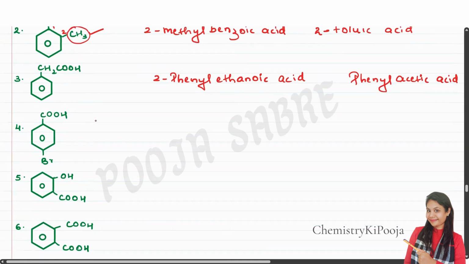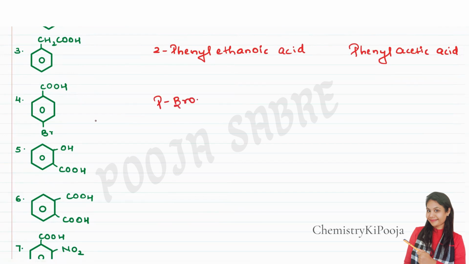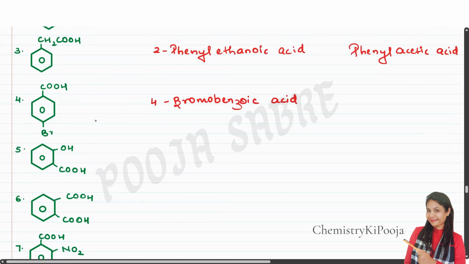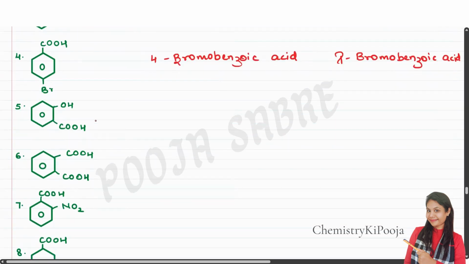Coming to the fourth one, this will be para bromo benzoic acid. Okay, para bromo benzoic acid. Sorry, this is 4-bromo benzoic acid. This will be para and then bromo benzoic acid. Clear?